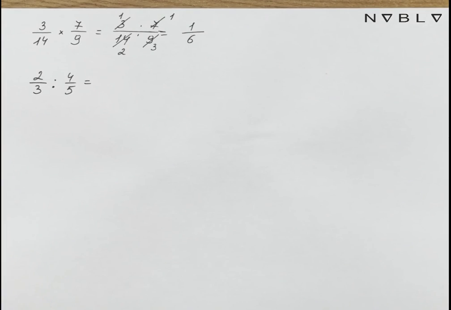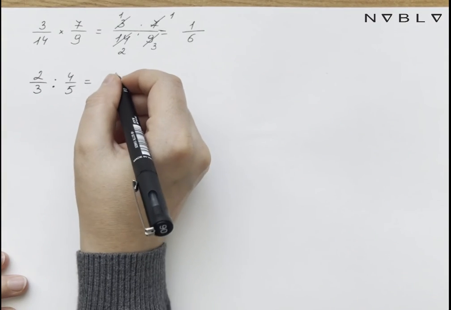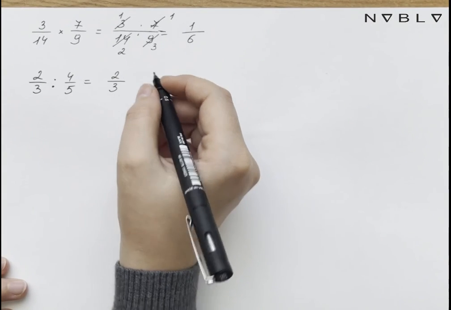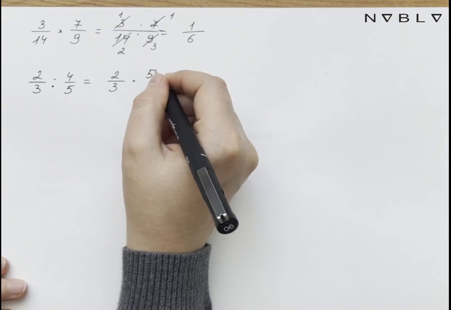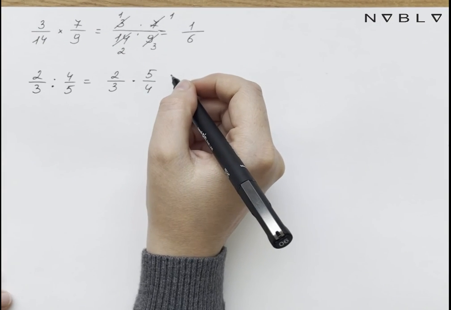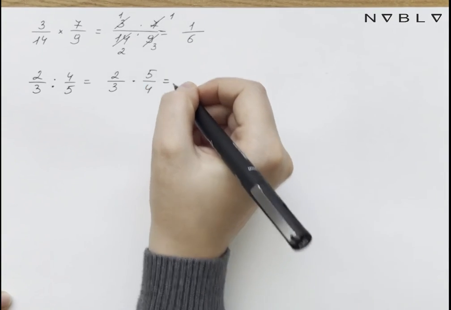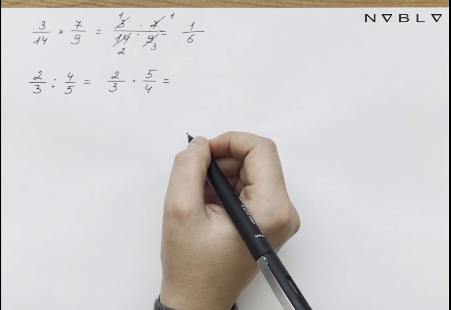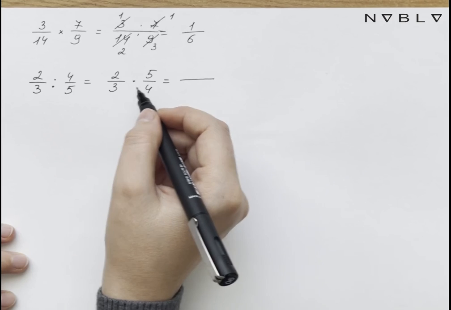If we want to divide two fractions, we leave the first fraction unchanged, rewrite it, and reverse the second fraction. That is, the numerator becomes the denominator, and the denominator becomes the numerator, while the division is replaced by multiplication. And we do the same operations as in multiplication. We cancel, multiply and write down the answer. We multiply numerators and denominators.